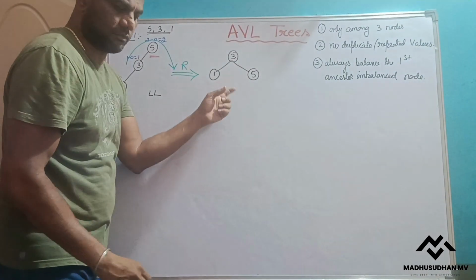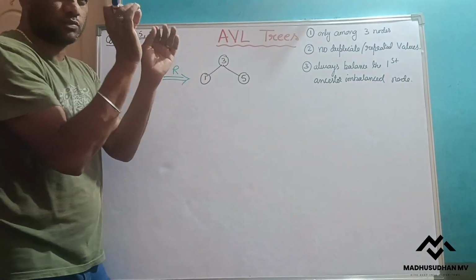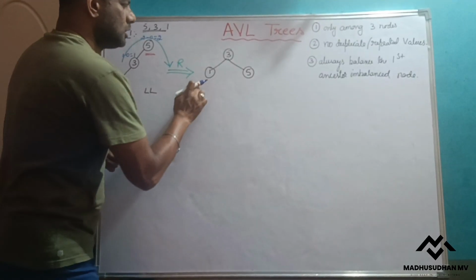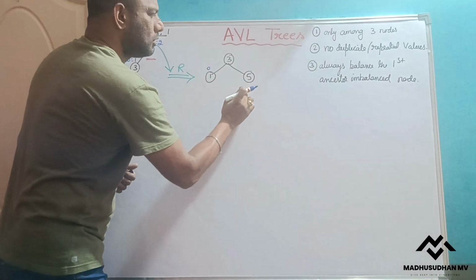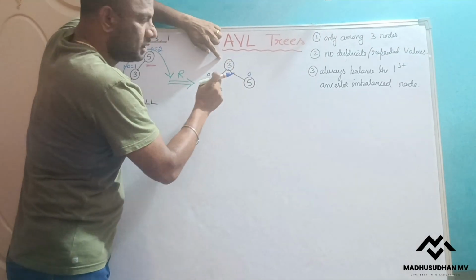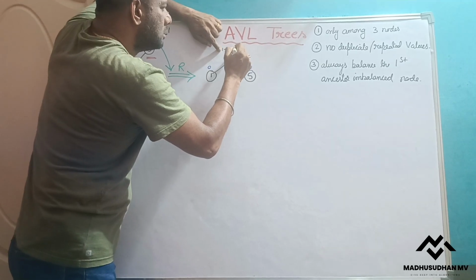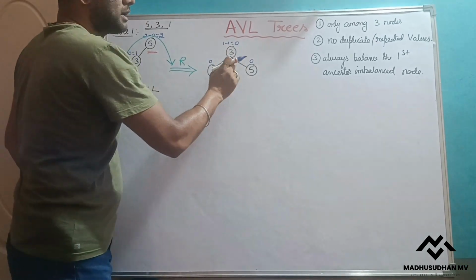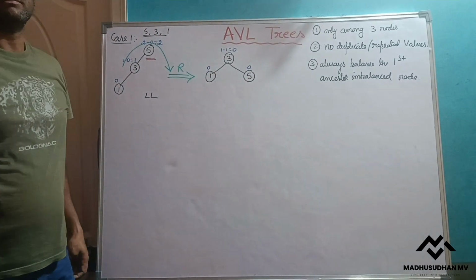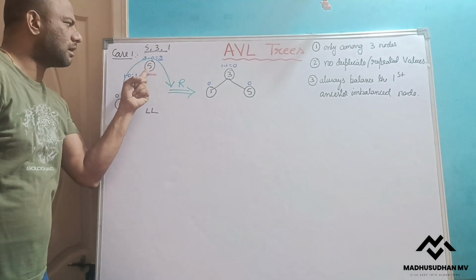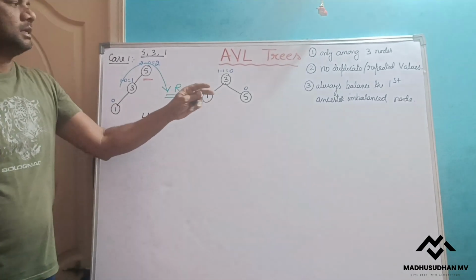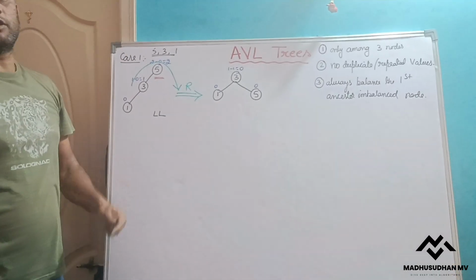Now check the balance factor of this one. One thing, very simple: leaf node balance factor is 0. This is a leaf node, so 0 minus 0, 0. Now this node's balance factor: it has one edge on each side, 1 minus 1, 0. So all the nodes' balance factor is 0 only. So this is my balanced binary search tree, and this is my AVL tree. The earlier one is not an AVL tree because the balance factor of this node is 2. This was the imbalanced node. Now this imbalanced node we made balanced. So this is right rotation, that's case 1.